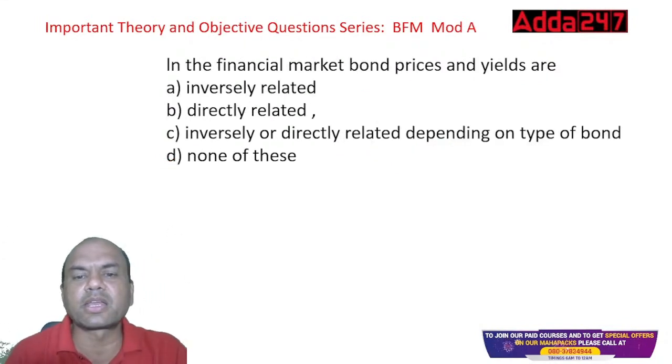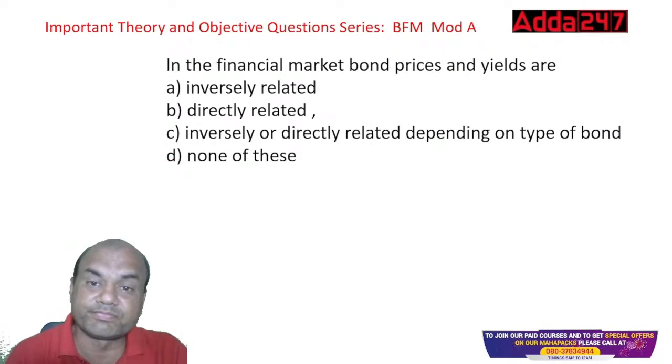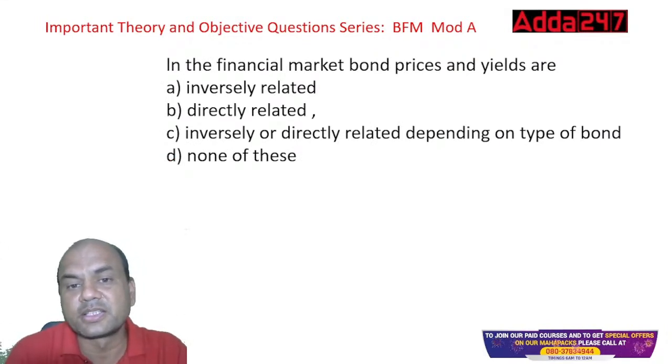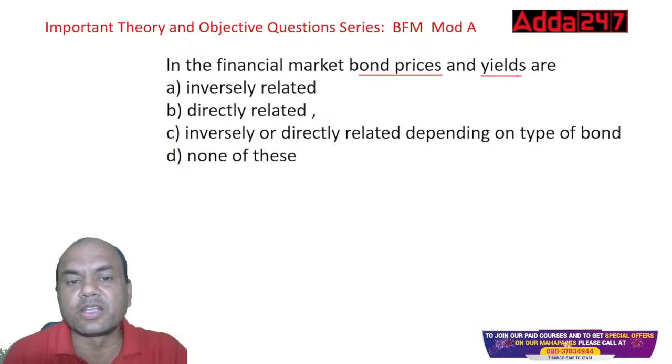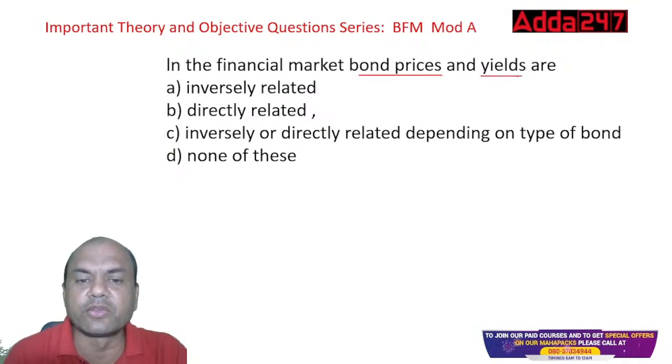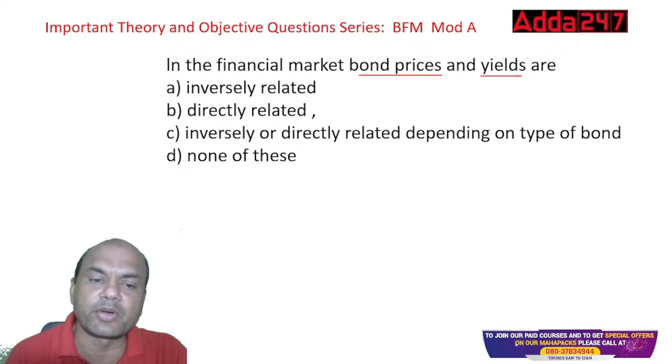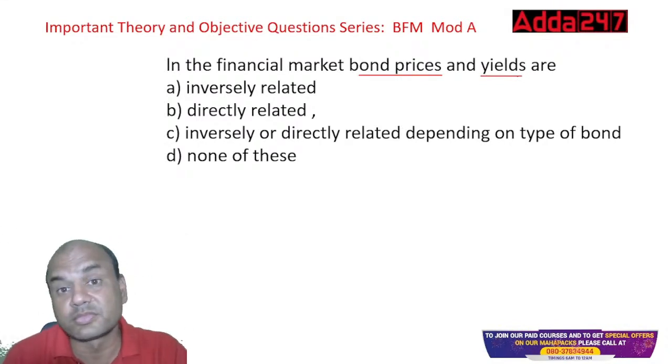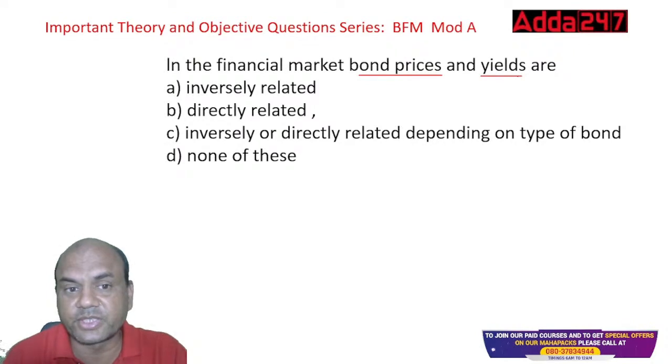In financial markets, bond prices and yields are: inversely related, directly related, inversely or directly depending on the type of the bond, or none of these. Give me the answer.